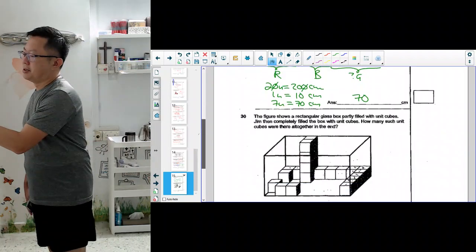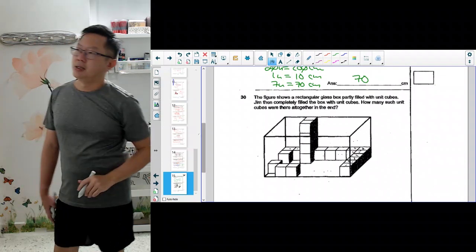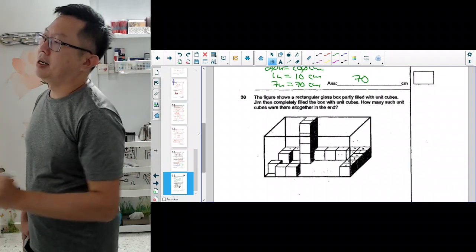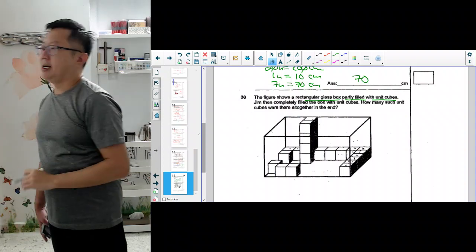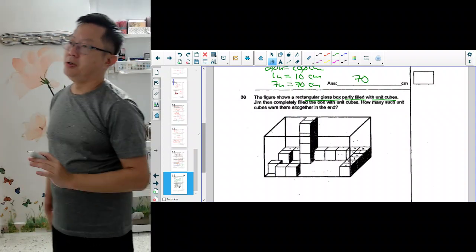Alright, so let's go to question 30, volume. So the figure shows a rectangular glass box partly filled with unit cubes. Jim then completely filled the box with unit cubes.